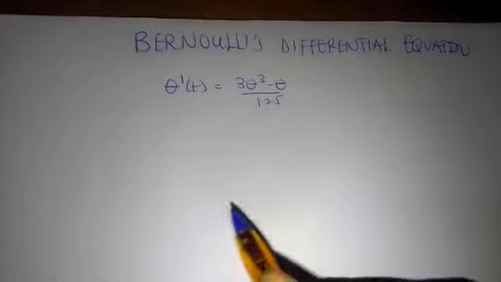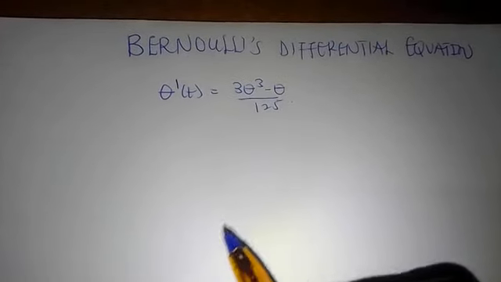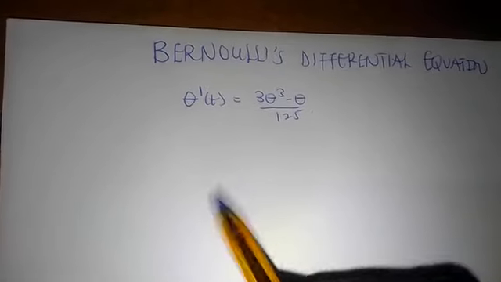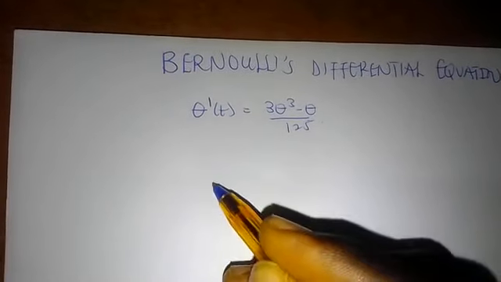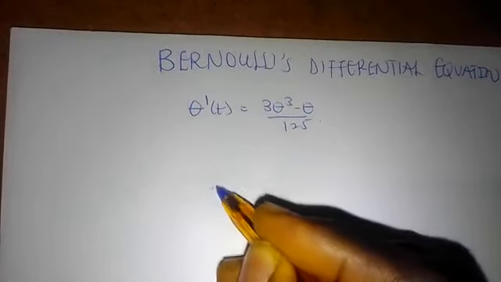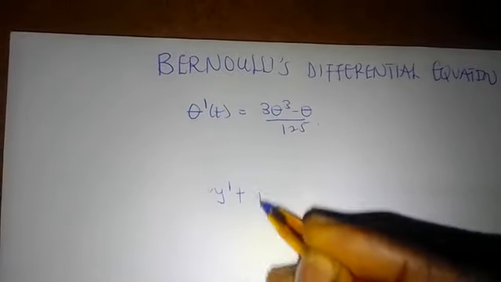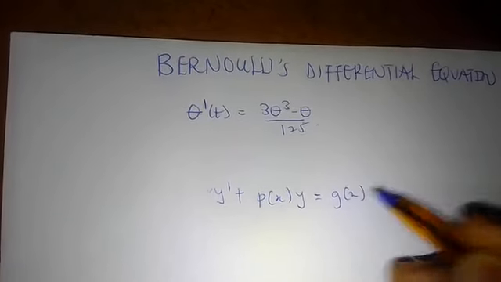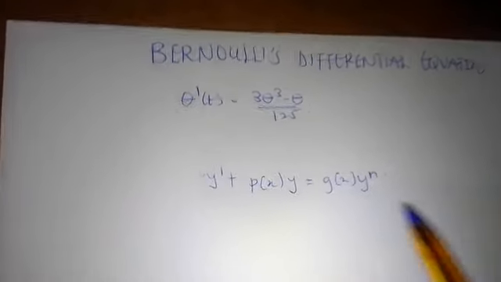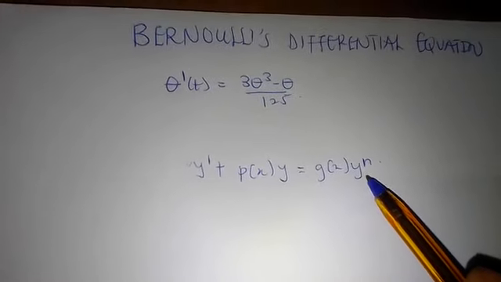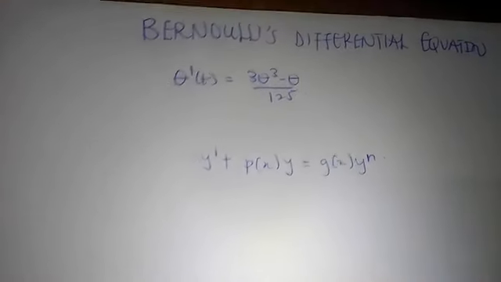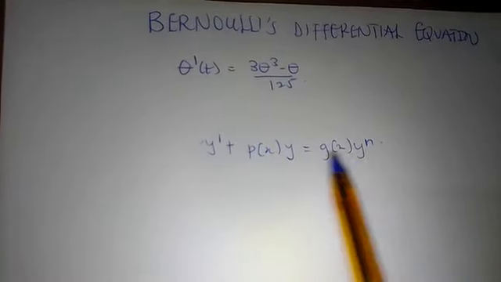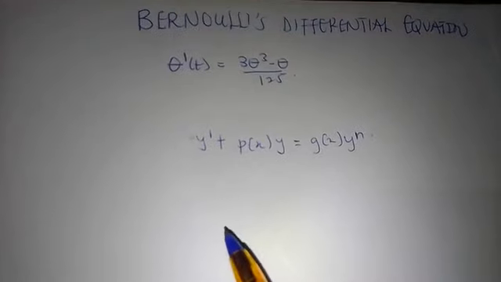So to start this, we have to put it in the standard form of a Bernoulli differential equation. That is generally in this form: y prime plus p of x times y is equal to g of x multiplied by y to the power n. So the term y to the power n here makes it a Bernoulli differential equation. Our goal here is to convert this to this form so that we apply the necessary method.